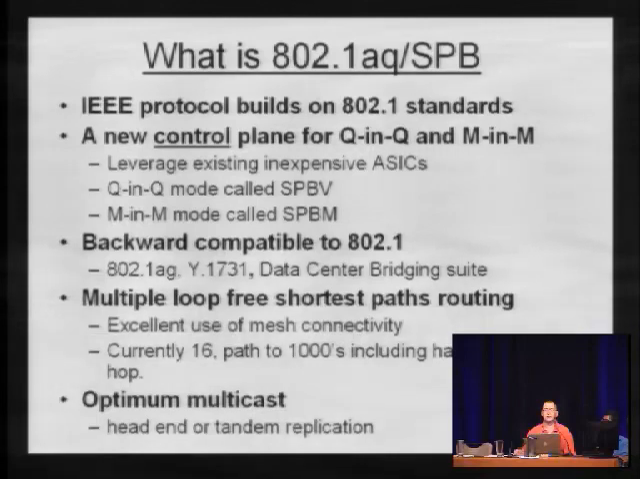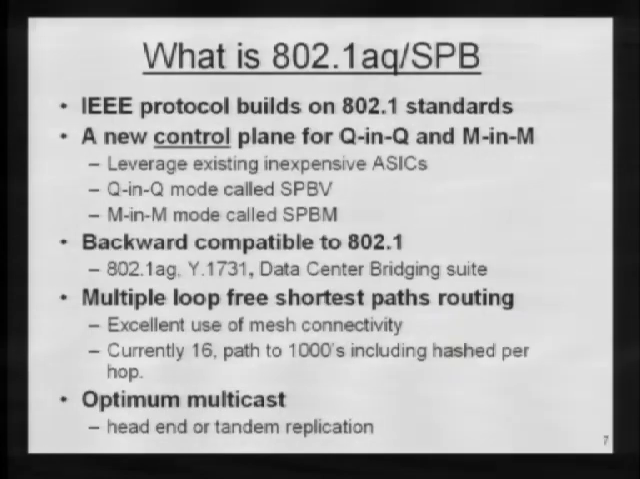Some very nice properties of this is that we can leverage all the existing hardware that's out there that supports MAC-in-MAC and Q-in-Q today. These two modes are referred to as V mode and M mode. It's totally backward compatible to all the 802.1ag and the 1731 and the ongoing data center bridging suite of protocols. It provides multiple loop-free shortest paths and allows use of pretty much all of the mesh connectivity that you put in place in the network. It currently supports 16 equal cost multipaths.